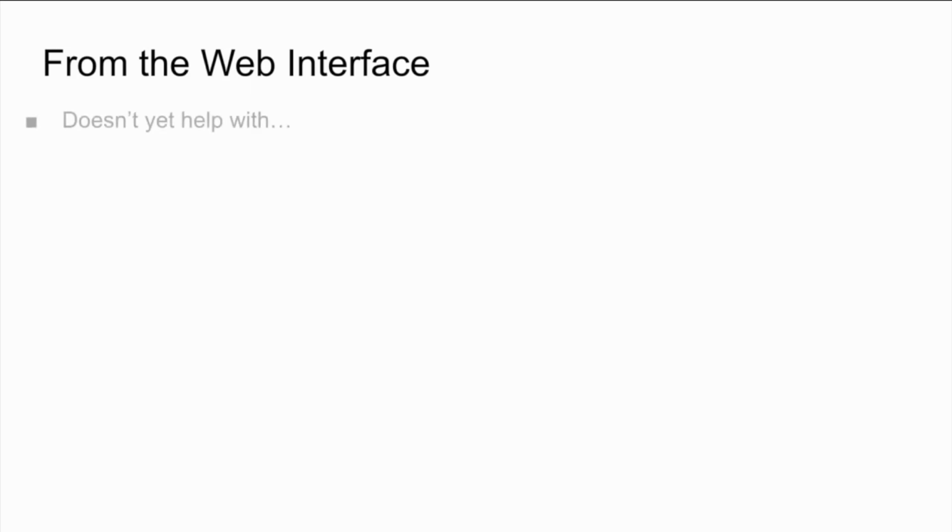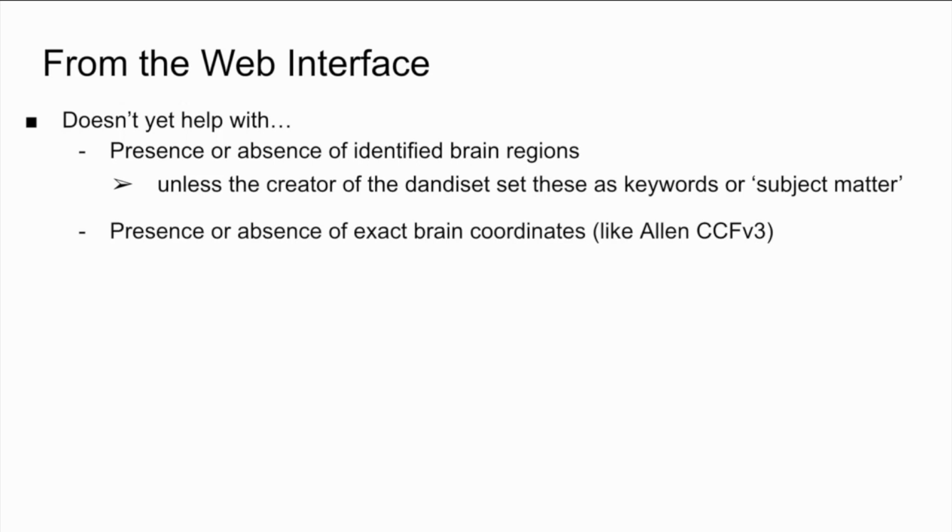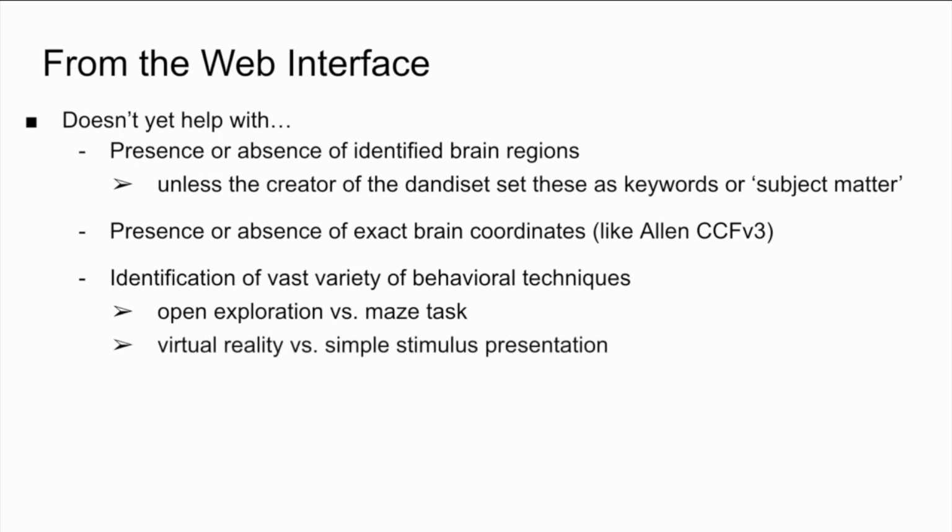The web interface will lead you to all of those, but it won't help you with a couple of things that you might be curious about, which is presence or absence of identified brain regions. There's an exception unless the creator of the Dandy set those brain regions as keywords or somewhere in the description about the subject matter. It definitely doesn't help you with presence or absence of exact registered brain coordinates against a common framework like Allen CCFv3 for mice. Doesn't help you with that. Doesn't help you identify the vast variety of behavioral techniques like open exploration versus a maze task, or if virtual reality was involved, or a simple stimulus presentation.